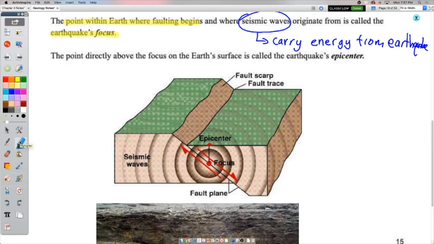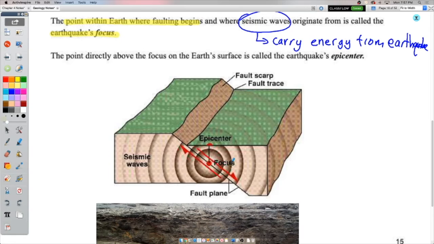So when you look here, you can see that, right? See the focus, see how this is the point where the crack actually happened. And what do you think these circles are? Those are the waves carrying that kinetic energy, right? So kinetic energy is now happening as the earth is moving. That potential energy has been released. Notice how all the waves are coming from that point that we call the focus.